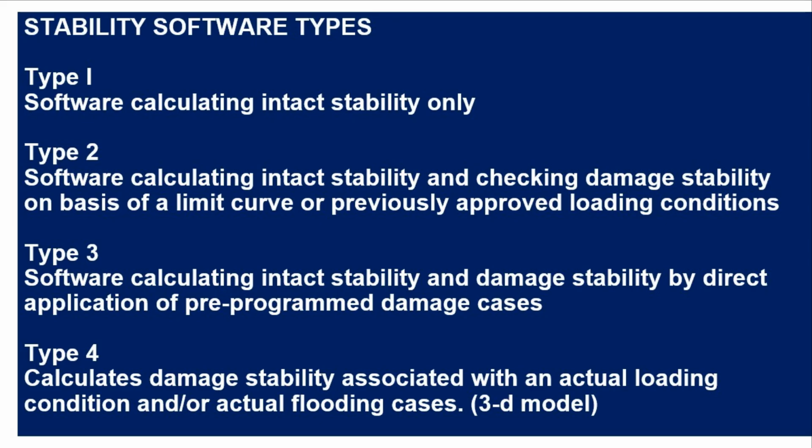Stability software is classified into four types. Type 1: software calculating intact stability only. Type 2: software calculating intact stability and damage stability on the basis of a limit curve or previously approved loading conditions. Type 3: software calculating intact stability and damage stability by direct application of pre-programmed damage cases. Type 4: calculates damage stability associated with an actual loading condition and/or actual flooding cases.